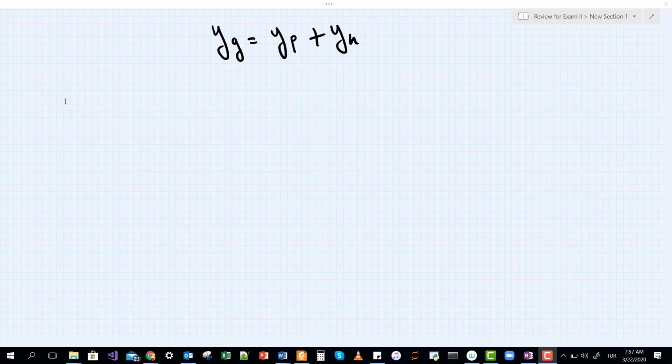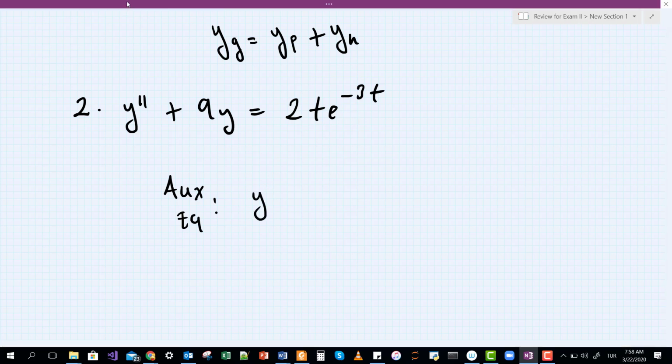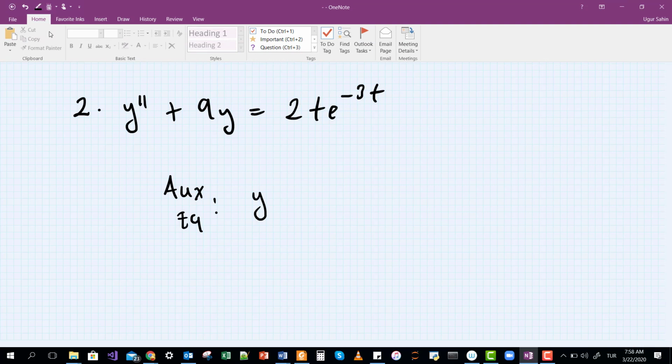So we are back. I'm going to continue solving another problem. The second question is this one: y'' + 9y = 2t e^(-3t), right? So first, as I did in my first example, I need to find the auxiliary equation roots. The auxiliary equation in this case is r squared plus 9, right?